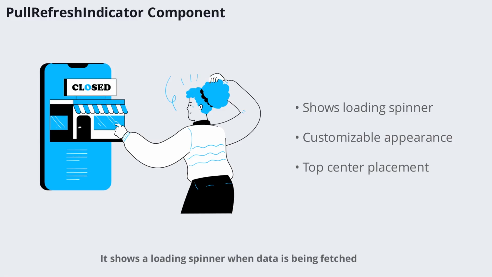It shows a loading spinner when data is being fetched, and its appearance can be customized based on the loading state. Placing the indicator at the top center ensures it's easily visible to users during the pull to refresh gesture.